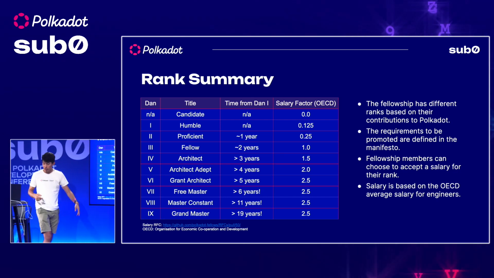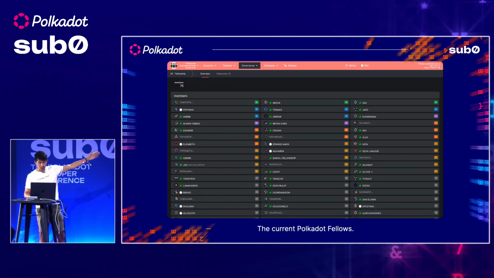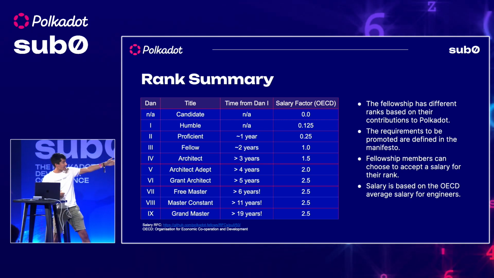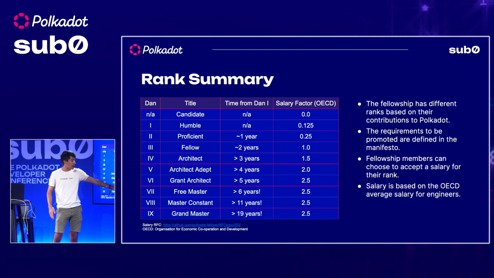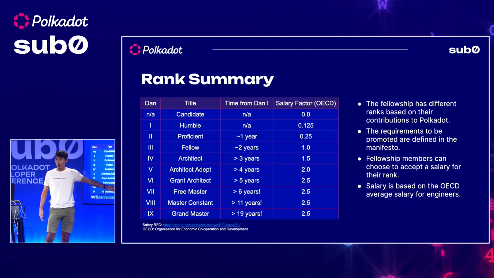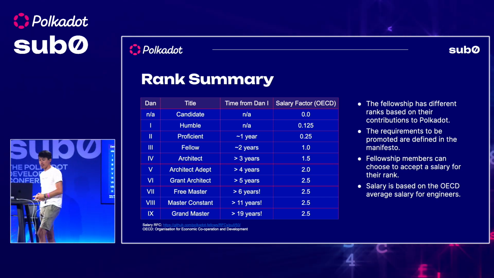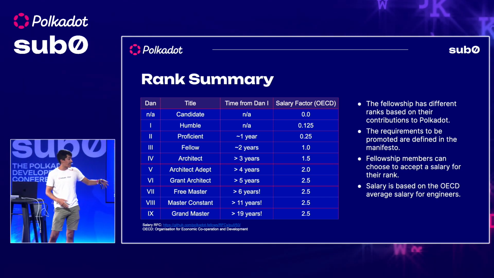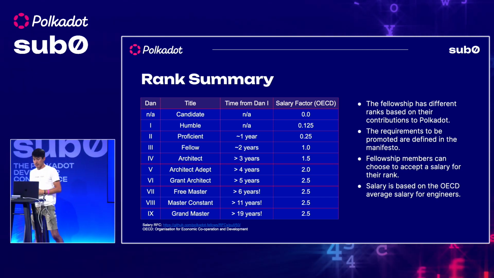Currently, the highest ranked person, even Gav himself, is only rank 6, right? He's prepared. This fellowship is prepared for tens of years, decades of work to actually get to the final ranks. And of course, there are different missions and ideas and ways to navigate this process, right?